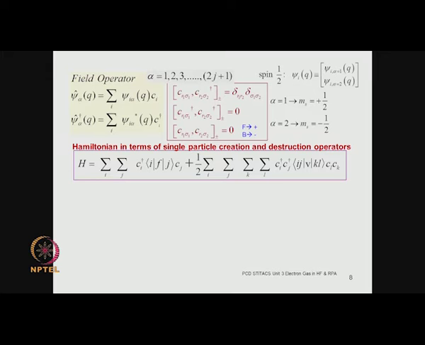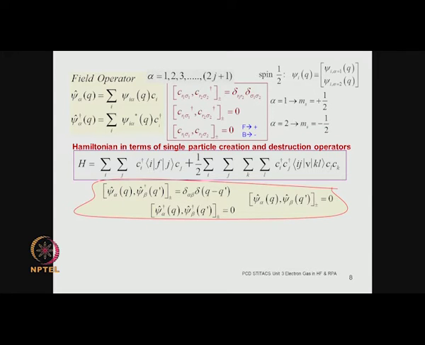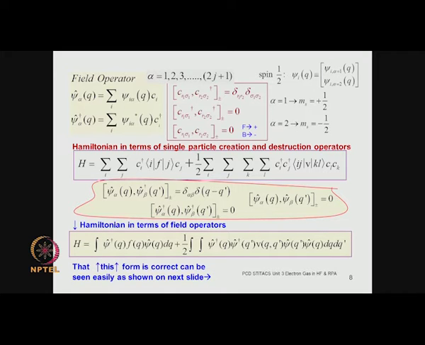Okay? So, this is the expression of the Hamiltonian in terms of the single particle creation and destruction operators. This is the expression that we did arrive at fully in our previous unit. Okay. And in terms of the field operators, for which the commutation relations we just discussed are what they are as you see on the screen, the same Hamiltonian is now written as the expression that you see at the bottom of this slide.